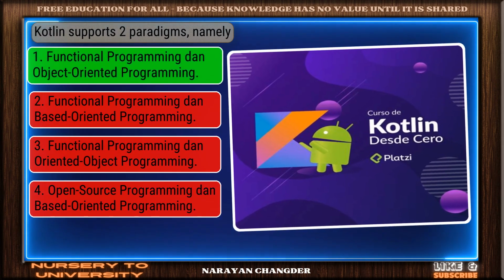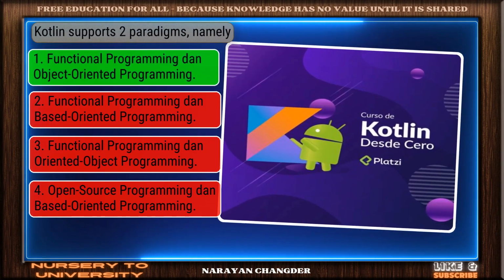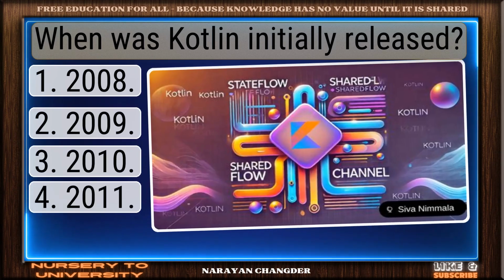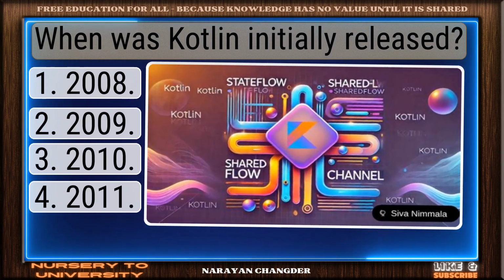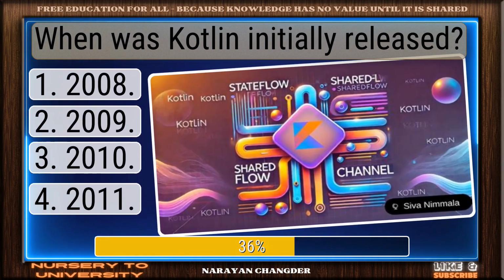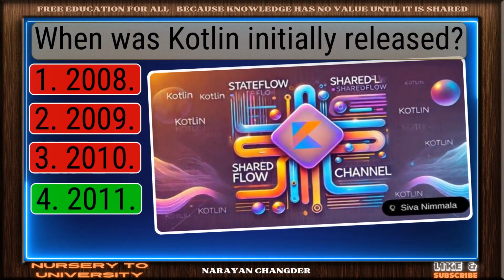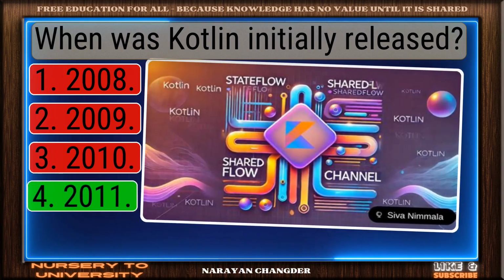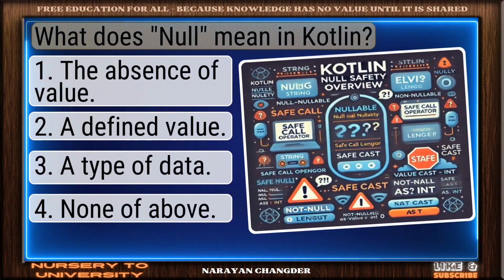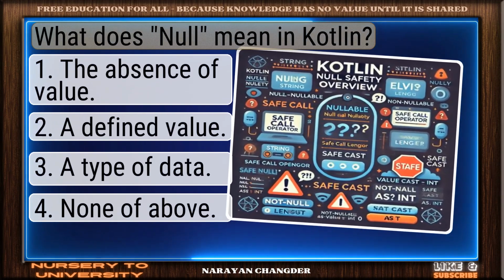Well-reasoned. Functional programming and object-oriented programming is the correct choice. Question number 75. When was Kotlin initially released? Solid response. 2011 is a valid choice. Question number 76. What does null mean in Kotlin?